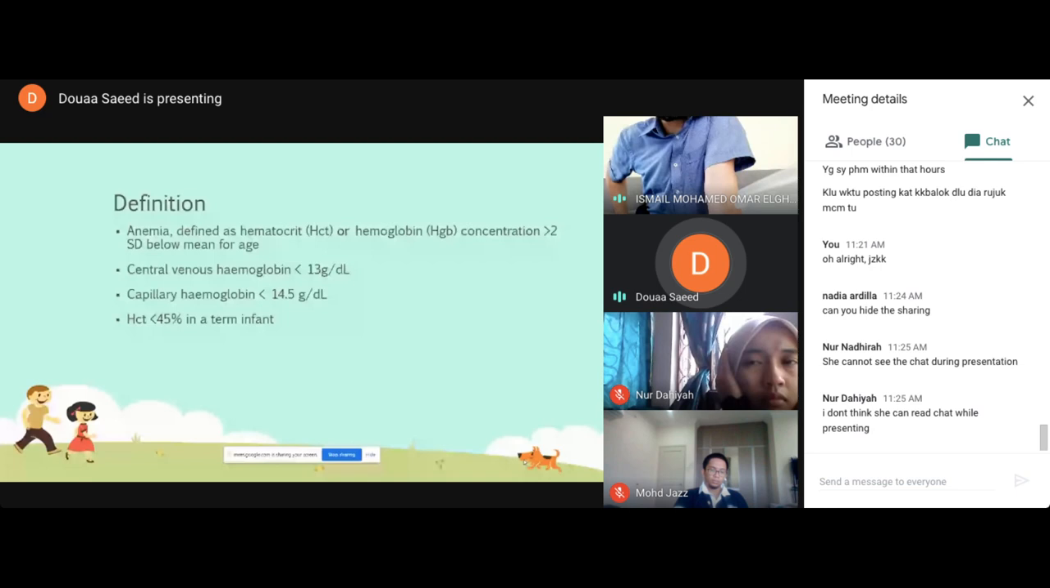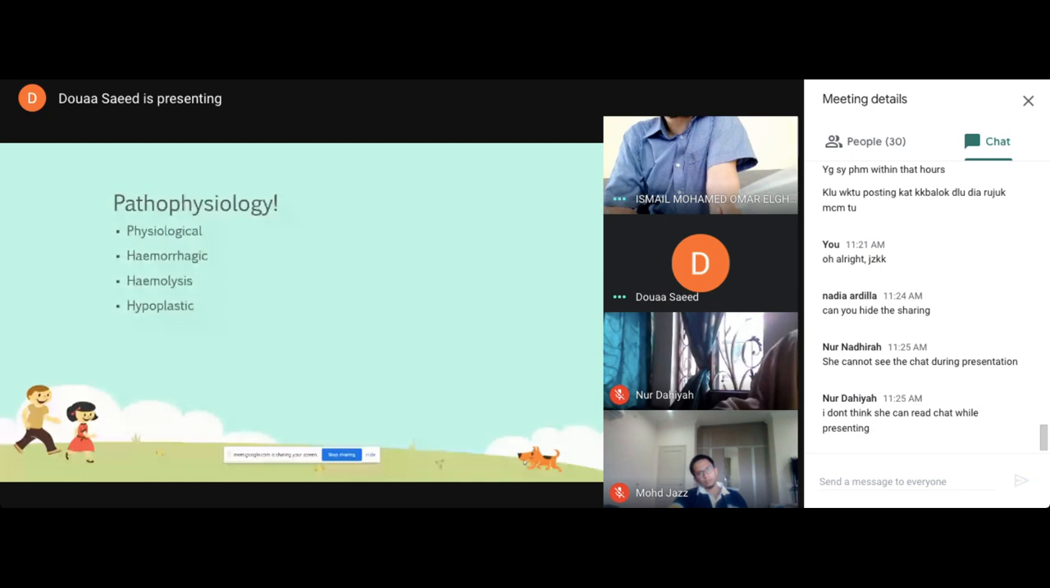Okay, carry on. So for the pathophysiology, we will be talking about 4 types: physiological anemia, hemorrhagic anemia, hemolytic anemia, and hypoplastic anemia. Starting with physiological: this is normal. It is the most common cause of anemia in young infants. It usually occurs at about 6 to 9 weeks of age, which is what we showed in the table earlier. It is usually caused by a decrease in erythropoiesis after birth.